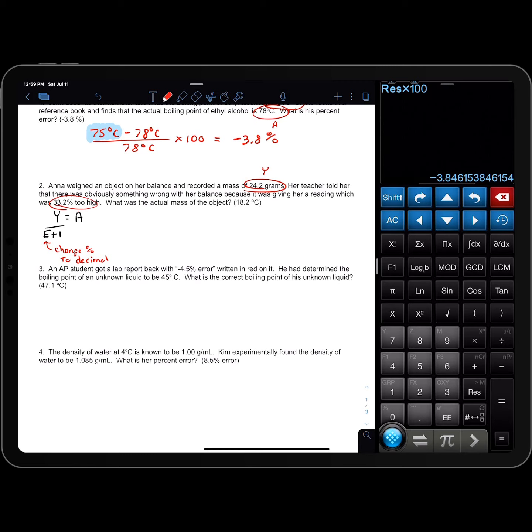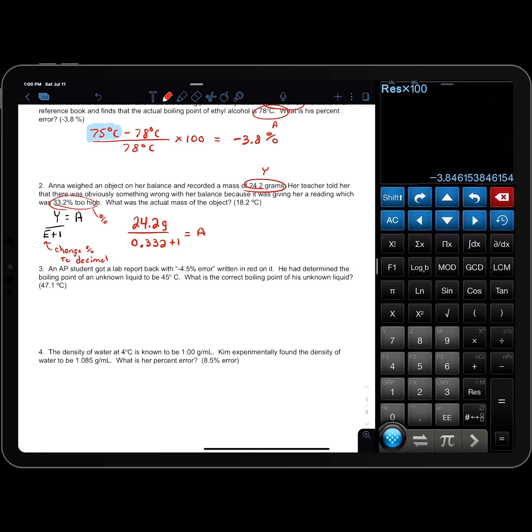So what value is that going to be? Is that going to be a positive or a negative? If it's above, that's positive, and that's why I do want to get rid of the absolute values. So we have 24.2 grams, that's yours, and then this was our percent. We're going to have that percent in the decimal format, plus 1, and that's going to equal our actual.